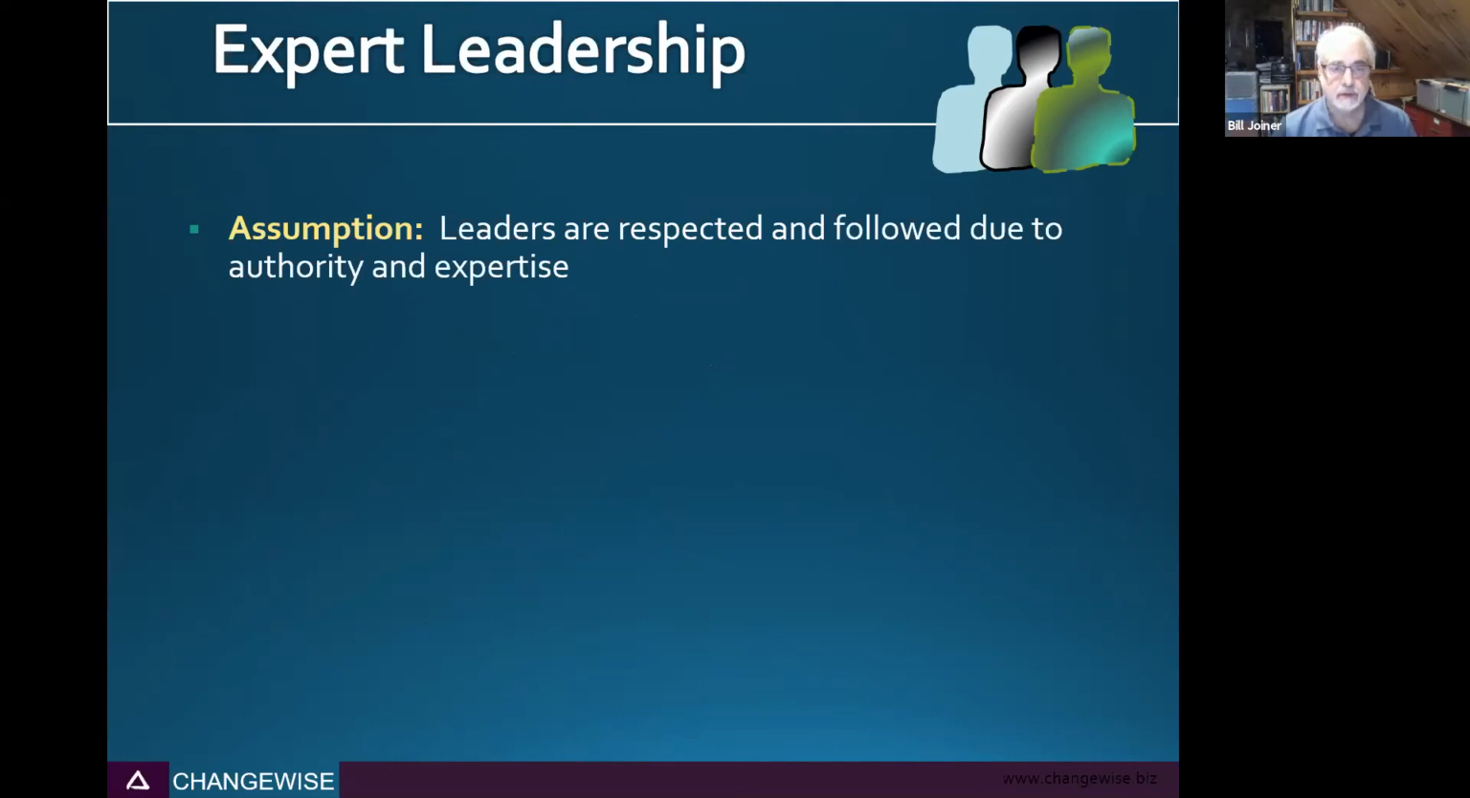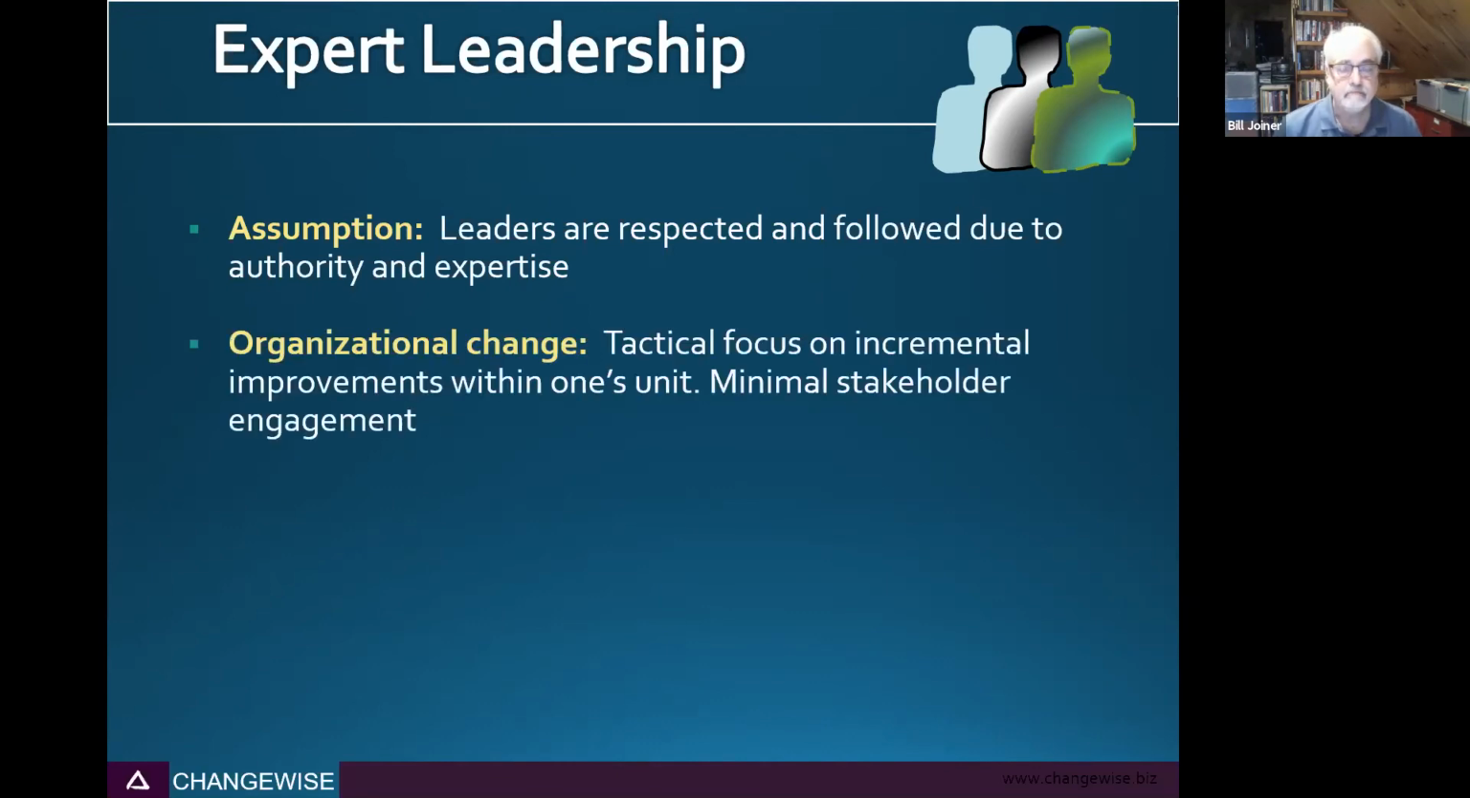the assumption is, okay, I'm leading if people are respecting and following me because I have the authority and because I have the expertise. And then I want to describe what this level of agility is like in 3 different what I call action arenas: leading organizational change, leading teams, and what I call pivotal conversations. So at the expert level, to the extent that you're leading change, it is in a tactical manner, making incremental improvements. And experts tend not to interact much with their stakeholders as they're trying to change things.